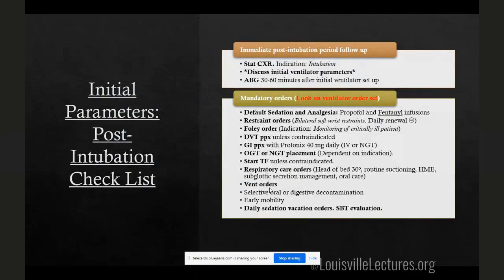I have not really highlighted the selective oral decontamination or early mobility because those aren't things that we routinely do here, but those are things that other institutions will do.